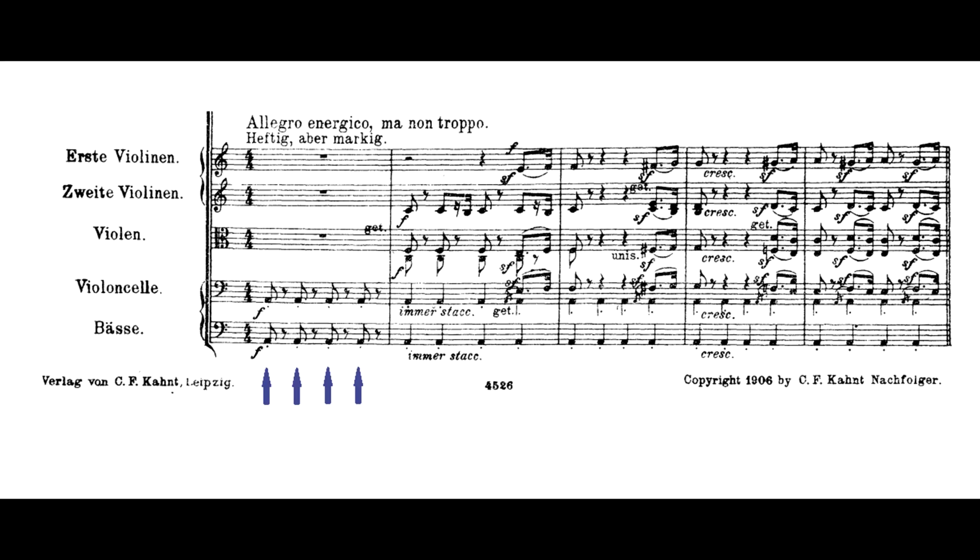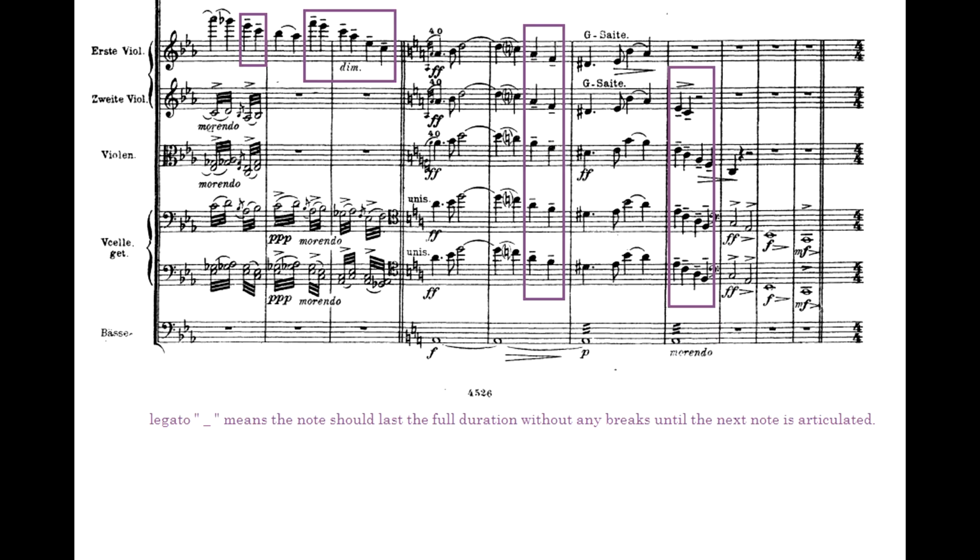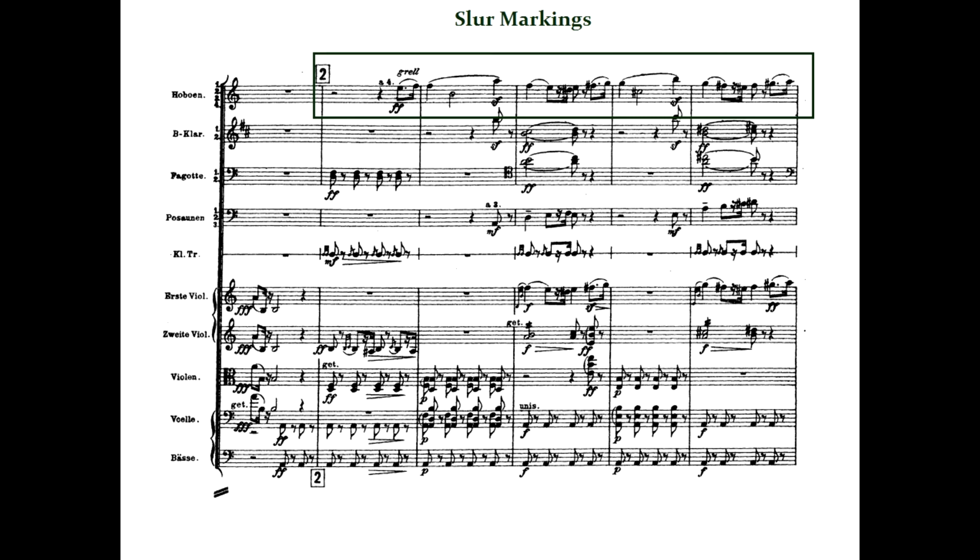Accents indicate a specific way to start or end a note. For example, a dot means staccato, which indicates the note should end earlier than indicated, while legato means the opposite, and the note should last the full duration without any breaks until the next note is articulated. Also, if you see one of these curved lines over a group of notes, that indicates that those notes in between the first and the last should be slurred without any articulation or separation.